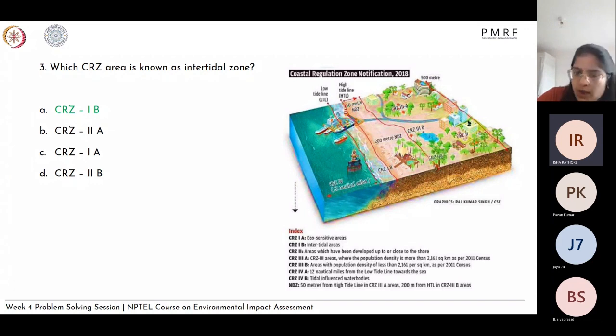Whereas CRZ 1A is the eco-sensitive area, CRZ 2A is the areas which are developed up to or close to the shore. Again, they will be divided on the basis of density, into 2A and 2B, which we did not discuss. So the correct answer was A, CRZ 1B. So you need to remember these eco-sensitive regulation zones as well.